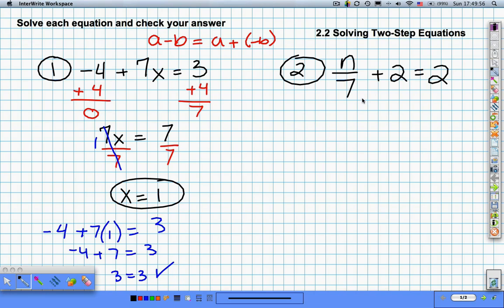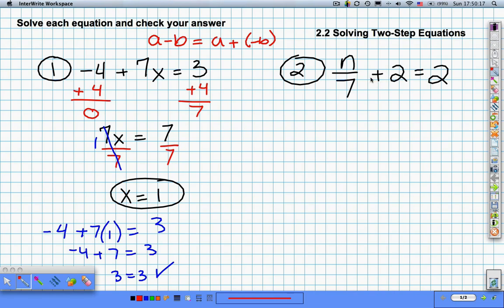Okay, so let's move on to our second question here. Now this problem is slightly different because in this case we have our variable term being divided by a constant. So we still have another constant out here, and because we're adding here, we know we can still move this one over and then we can attack this. So let's go ahead and move him over.